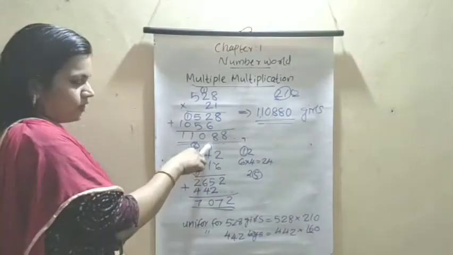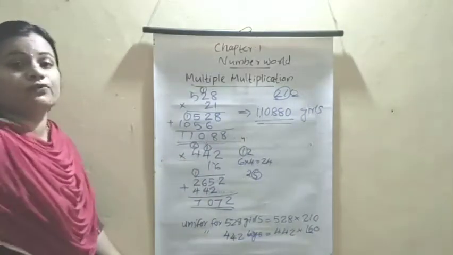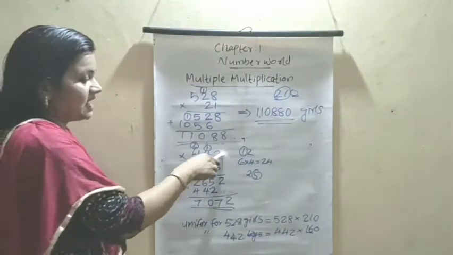6 4s are 24 plus 1 is 25. 1 is the carryover. 2 is right here. 6 4s are 24 plus 2 is 26. Again, we are starting from the 10's place and the 1's place.